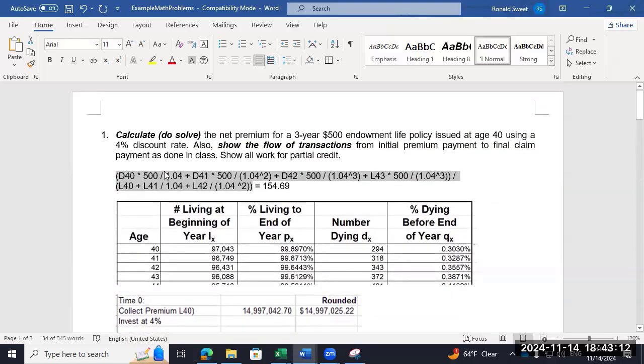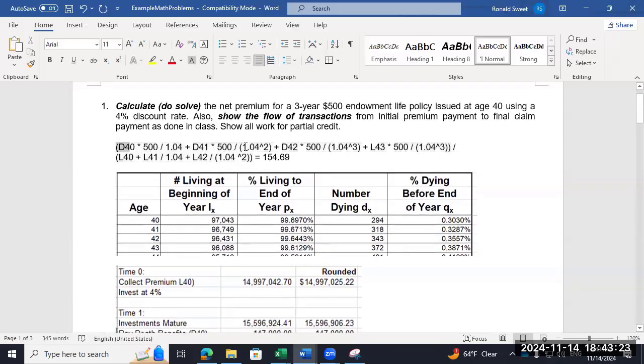So on a scale of 1 to 10, where are you on this problem? 2. All right, so you're going to have to keep practicing it. I'll put this out on Canvas so you can practice it. The key is, if you understand the formula, it's just crunching numbers. Make sure you're comfortable on the numbers.